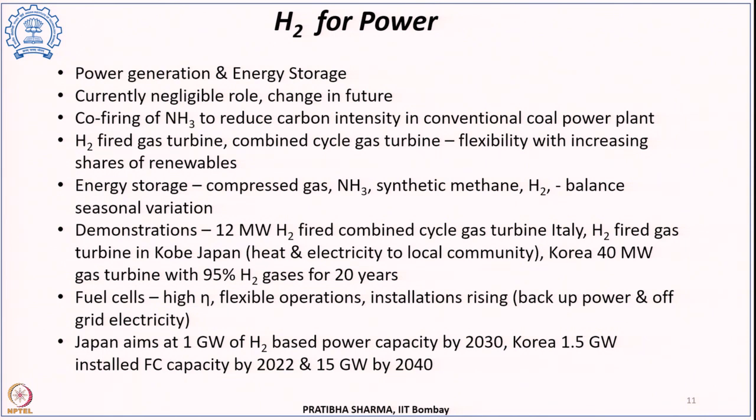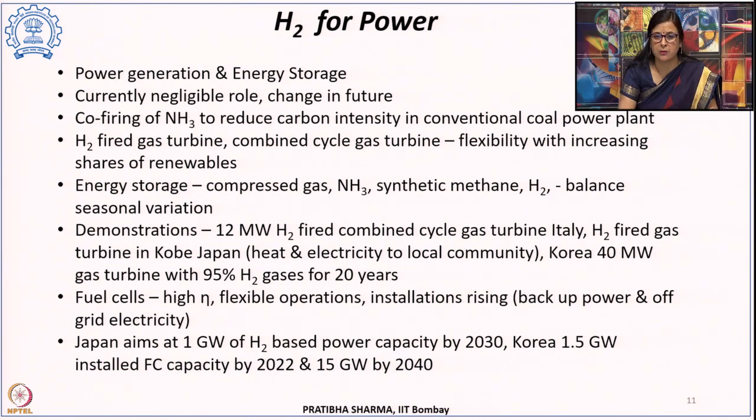For energy storage, either compressed gas hydrogen or ammonia can be used, or it can be converted into synthetic fuels, and that will help in balancing the seasonal variation or taking care of the intermittency of renewables. There have been several demonstrations across the world. A 12 megawatt hydrogen-fired combined cycle gas turbine was demonstrated in Italy, and a hydrogen-fired gas turbine in Japan is providing both heat and electricity to the local community. Korea has been using a 40 megawatt gas turbine with 95% hydrogen for the past 20 years.